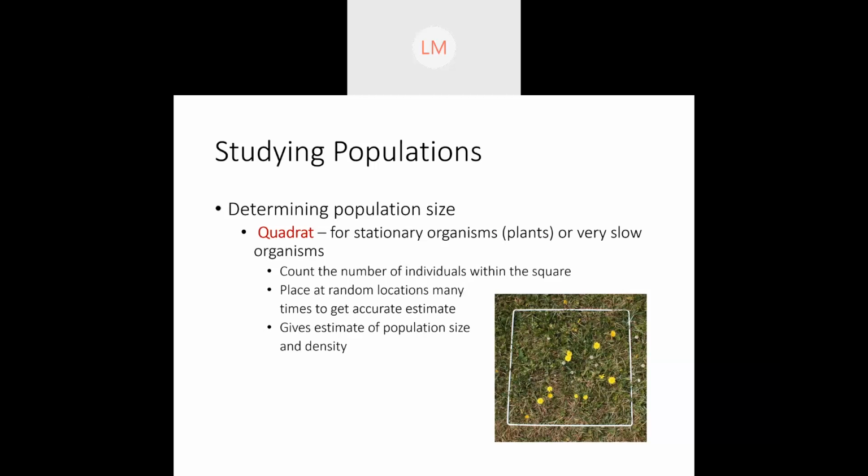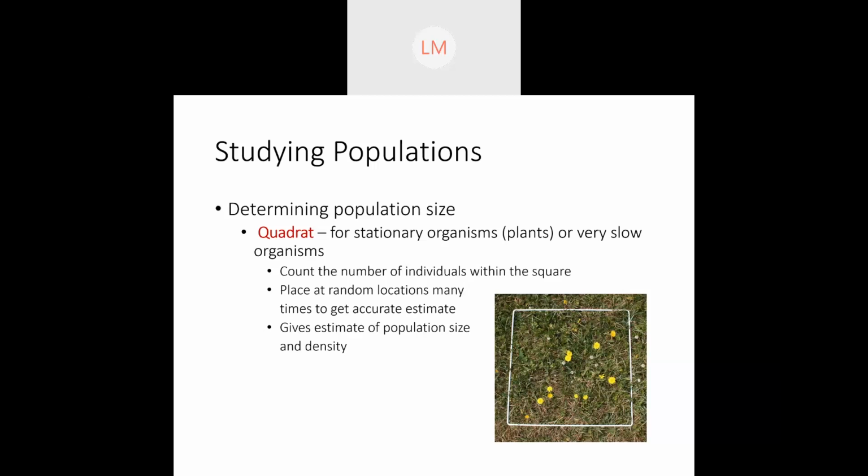So we are kind of getting at that, just counting the number of organisms, but we're looking at this very small space. So we're going to take our square, put it down, count all the organisms in that square, then pick our square back up and put it at other random locations in the habitat many times, and then estimate the population size and density from that.